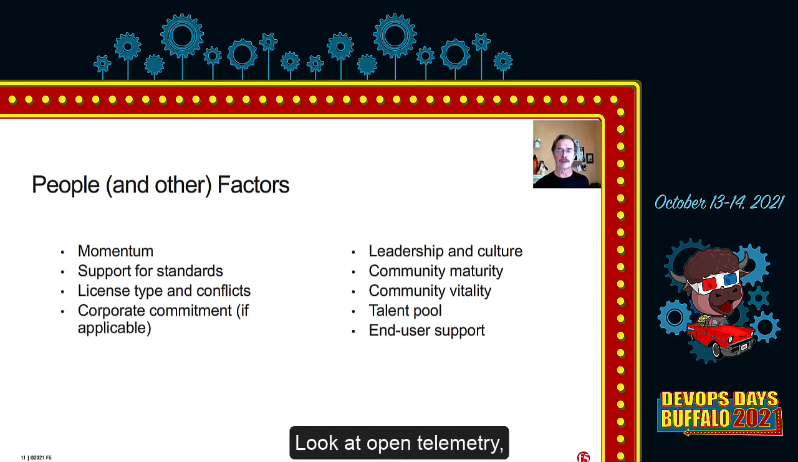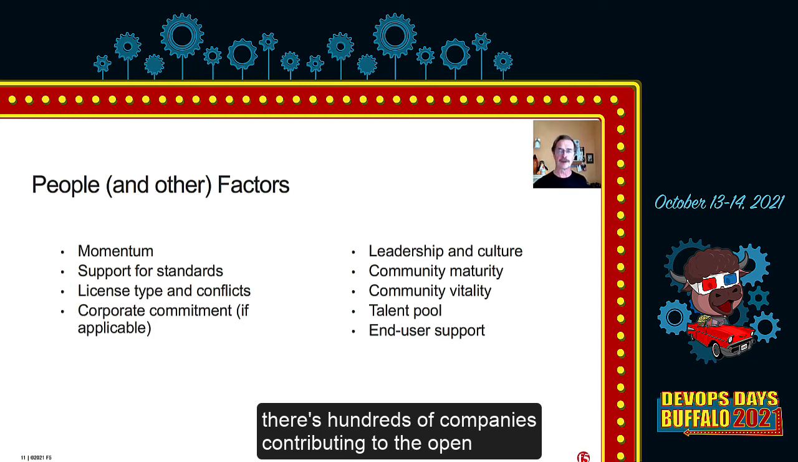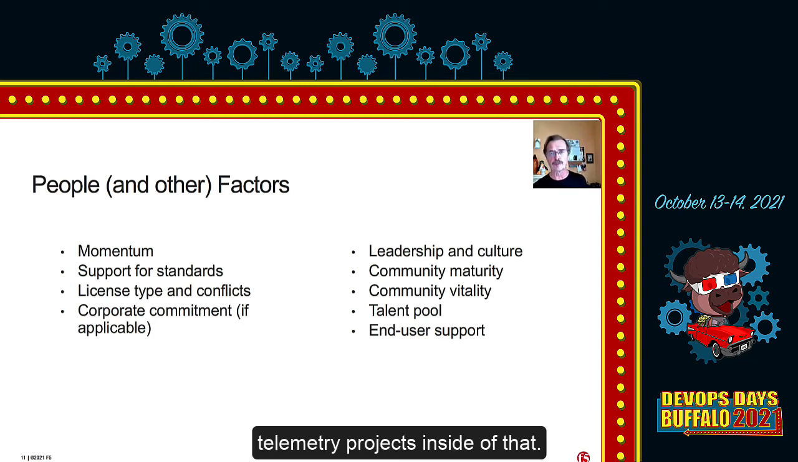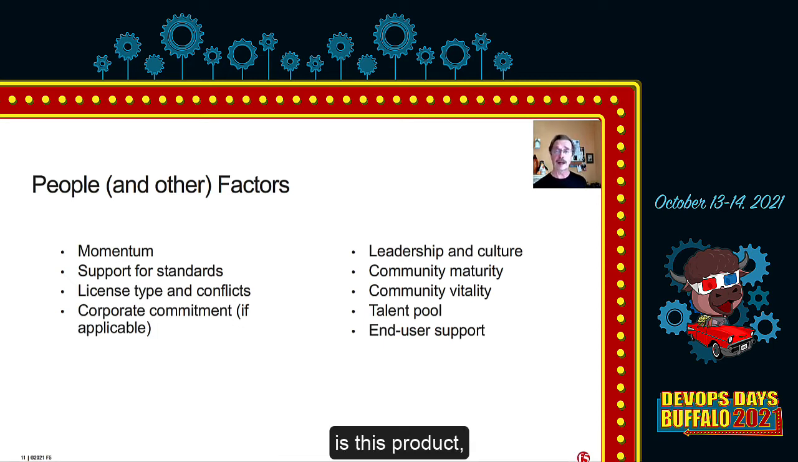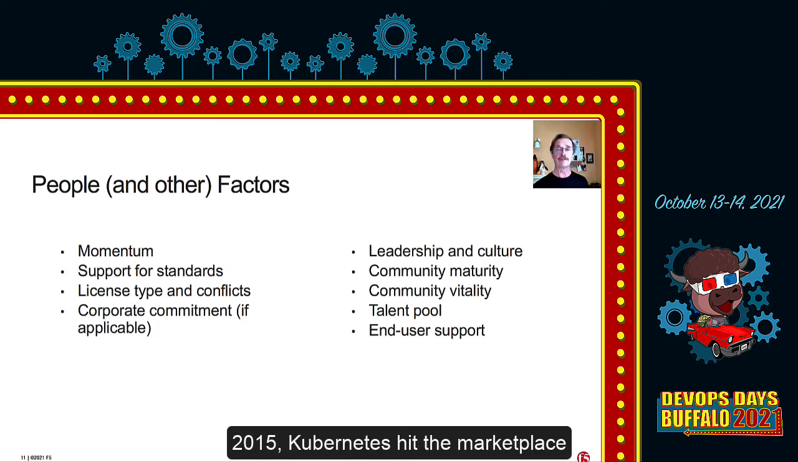Look at OpenTelemetry. There are hundreds of companies contributing to the OpenTelemetry projects. Similar, you can find them all over the place. Kubernetes is another example. So let's take a look at this. Is this product, this technology itself advancing? 2015, Kubernetes hit the marketplace. By now, Kubernetes owns that marketplace for container orchestration.